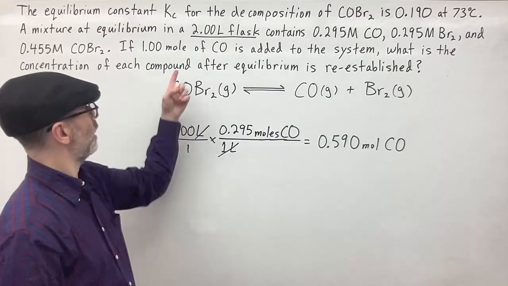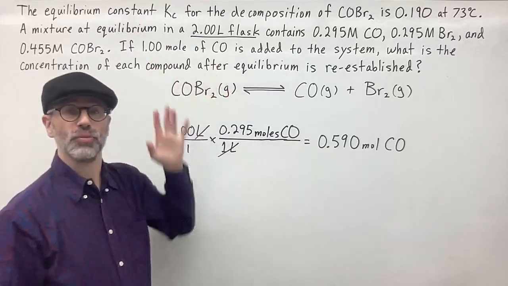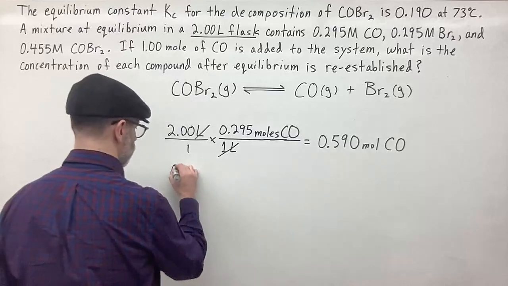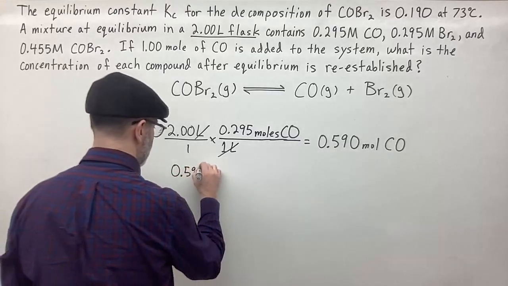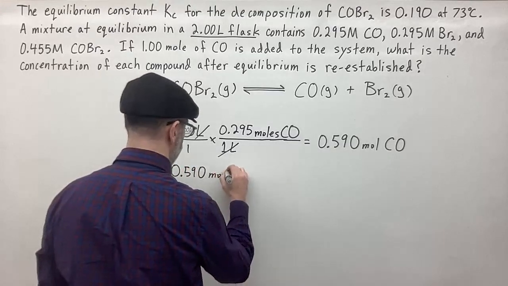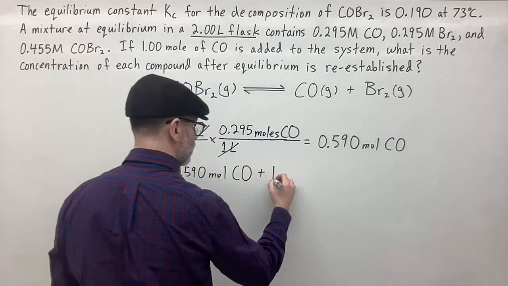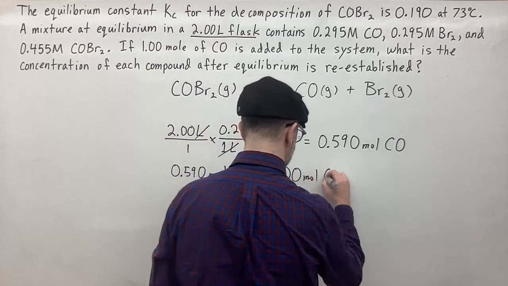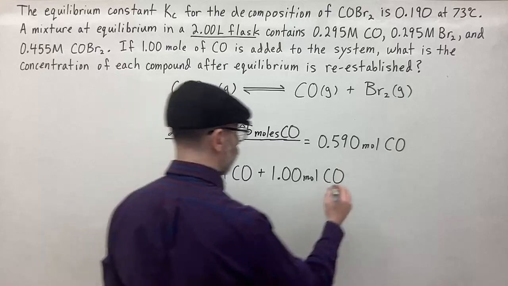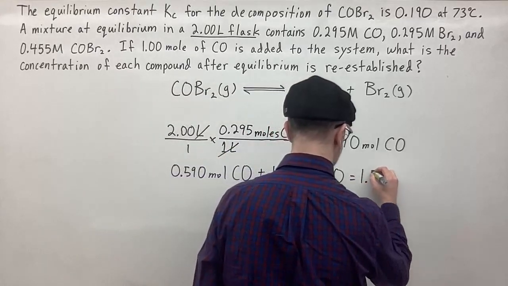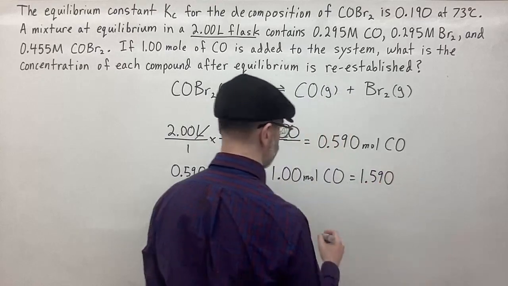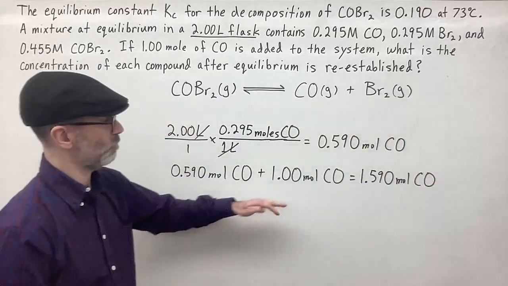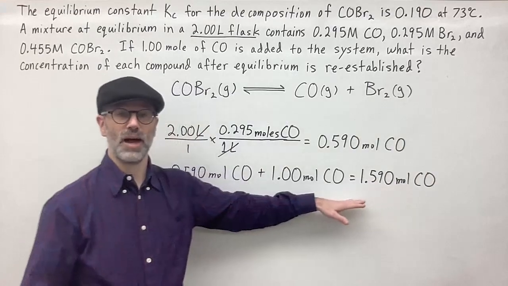All right, so this is what I have in equilibrium right now, right? But we're going to add 1.00 moles more. So now I'm going to add that to this. So I have 0.590 moles of CO. I'm going to add to it another 1.00 moles of CO. And of course, that's going to be equal to 1.590 moles of CO. So now I have the new number of moles.